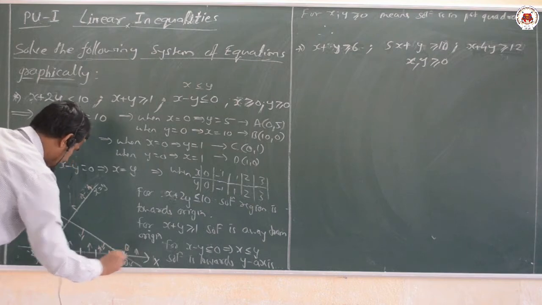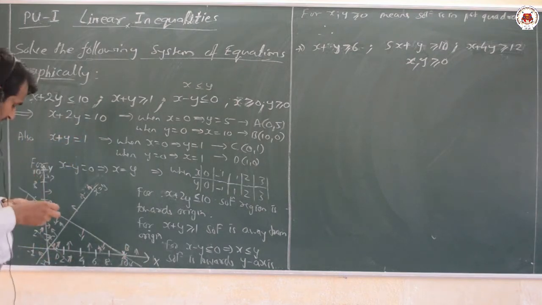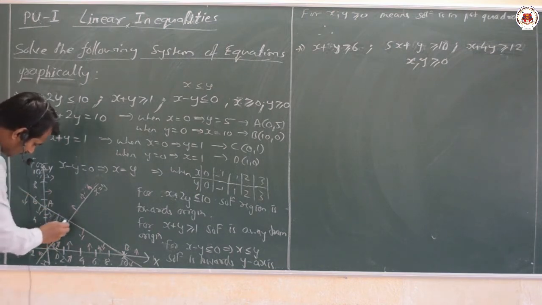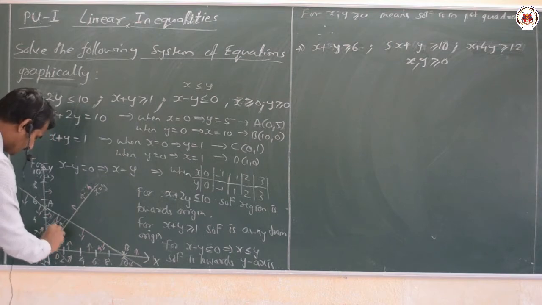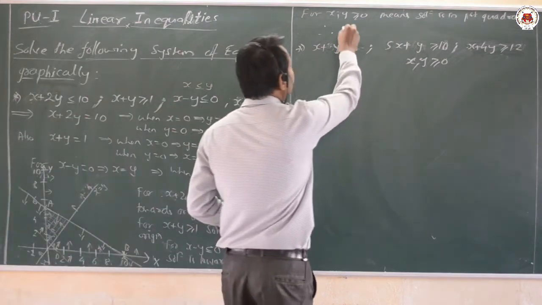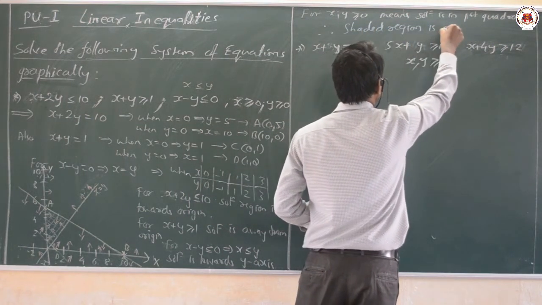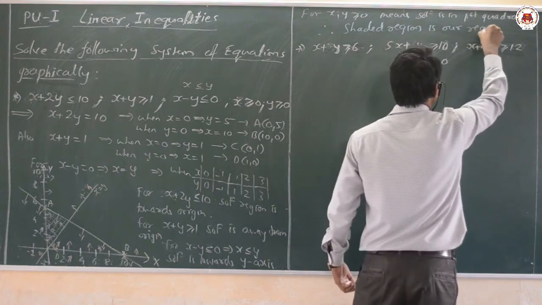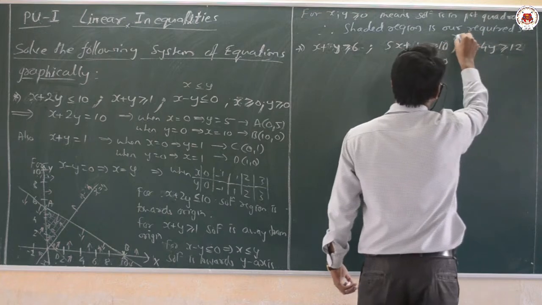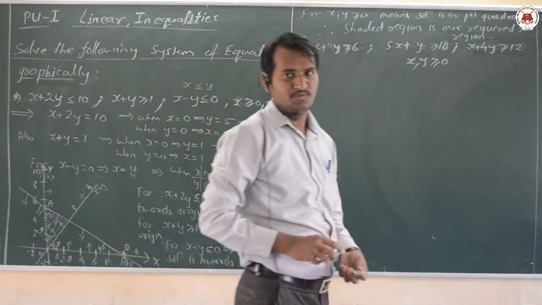Here, dear students, all the arrow marks should point inside. That means this is the only common region that satisfies all the given lines. Therefore, the shaded region is our required solution region. This is the first part.